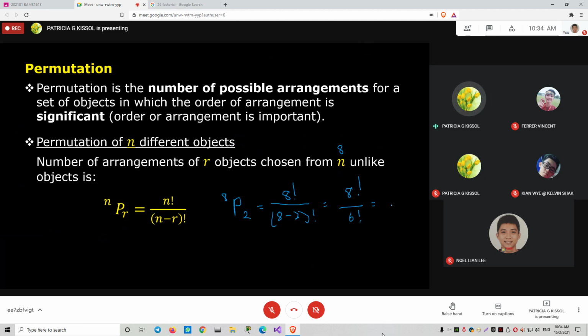So you can manually calculate it. However, in your scientific calculator, I'm not sure whether you have used it before, you can also calculate it. So please, if you haven't used it before, please pay attention. How you can use it is first in your calculator, you press 8 and then you press the shift button in your calculator.